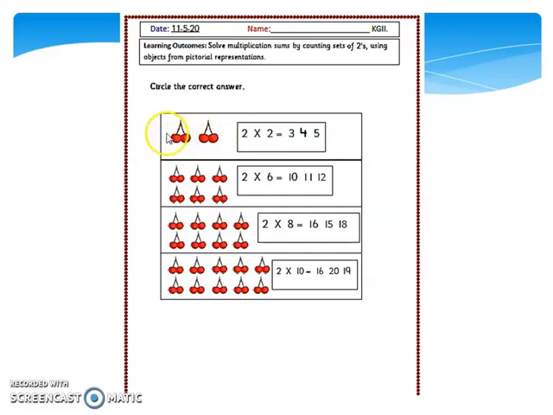Now students, all you have to do is count the number of objects in each set and then circle the correct answer. Same you will do for the next question. You will count the number of objects and circle the correct answer. Thank you.